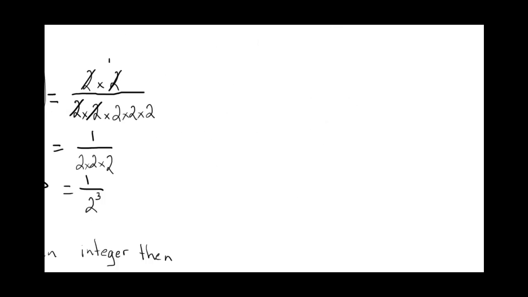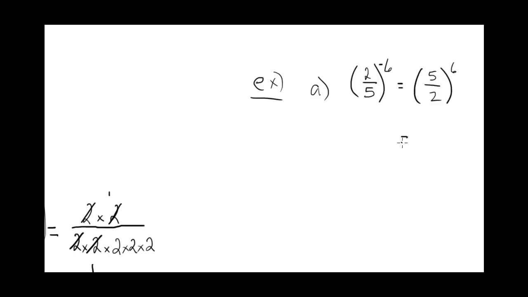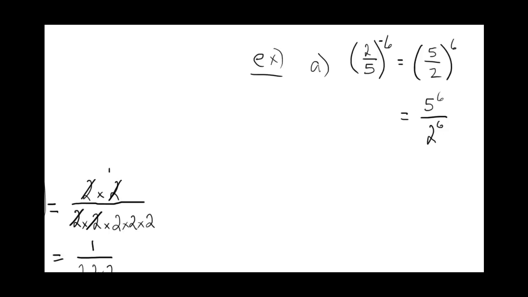Let's do some more. Let's say you've got something like 2 over 5 to the power of negative 6. I won't evaluate this one because it's too big, but if I want to change it to a positive, I just need to take the reciprocal: 5 over 2 to the power of 6. And then that would be 5 to the power of 6, which is a large number, over 2 to the power of 6, which you could evaluate if you have a calculator, but I'm not going to evaluate it.